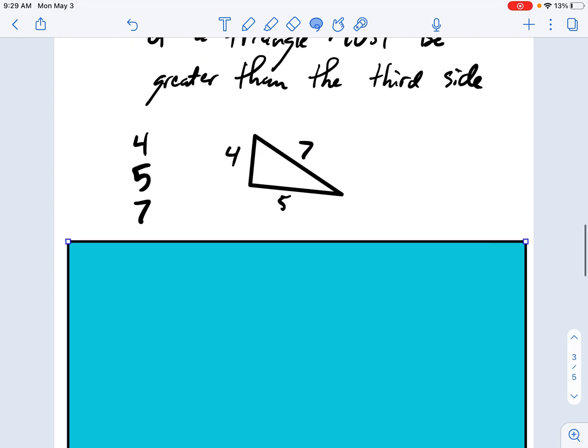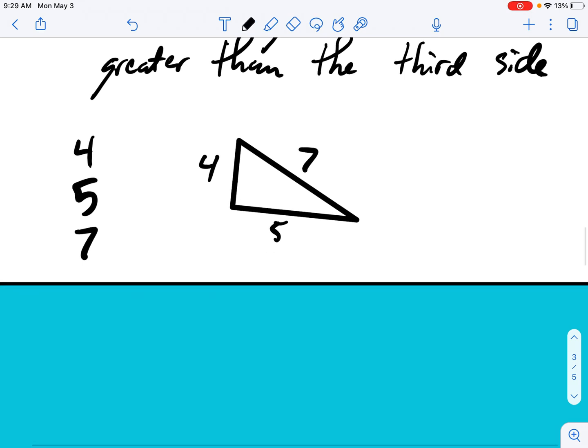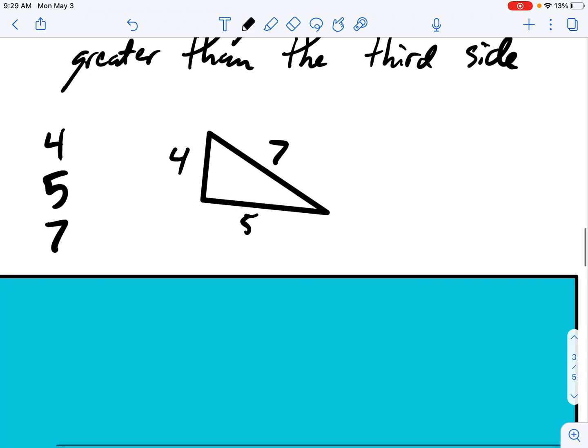So here's an example I wanted to talk about. Let's say you have a triangle here where the side lengths are 4, 5, and 7. So you would ask yourself, okay, what's 4 plus 5?